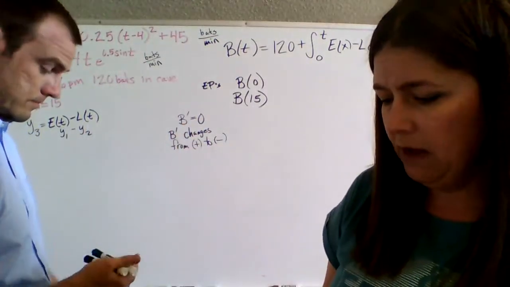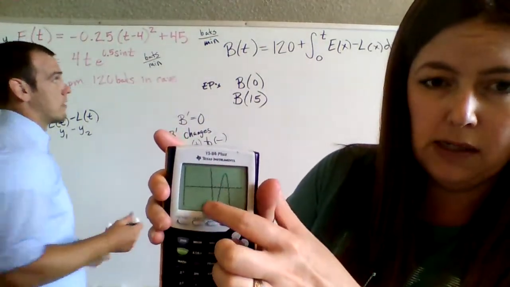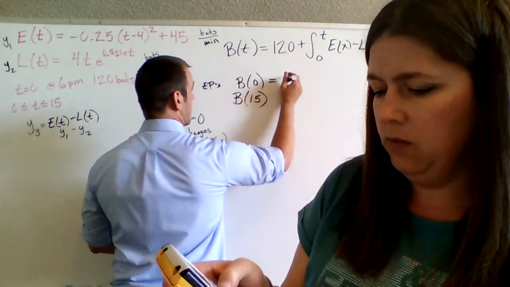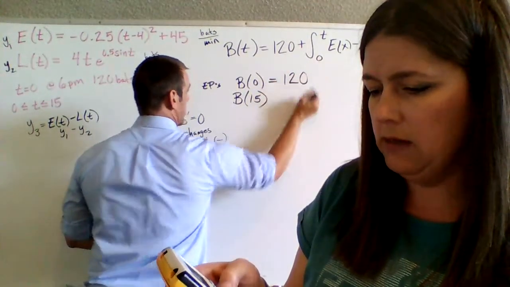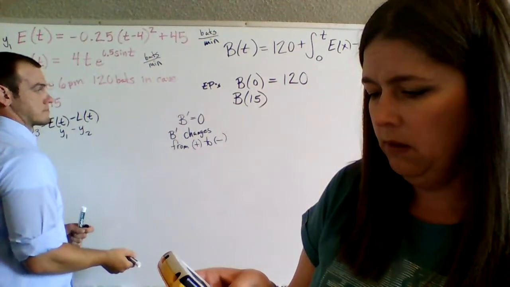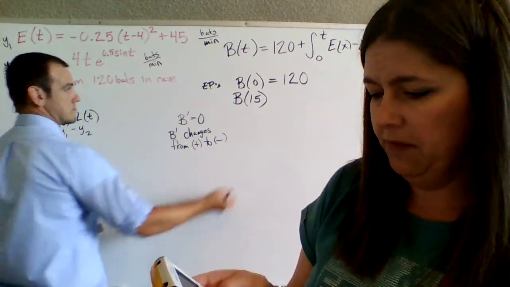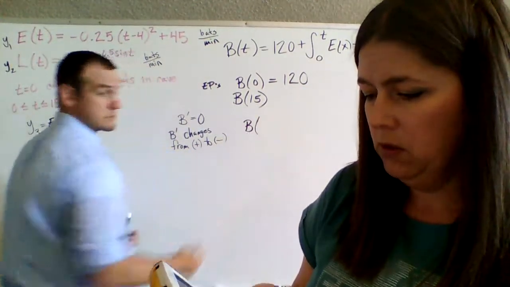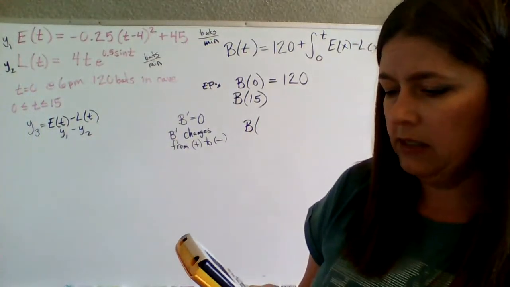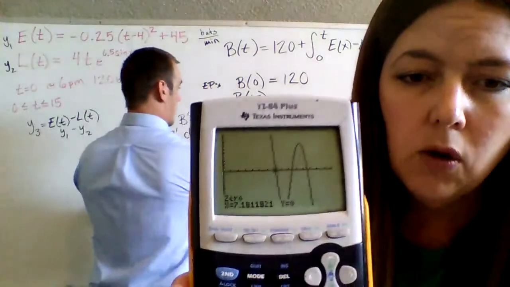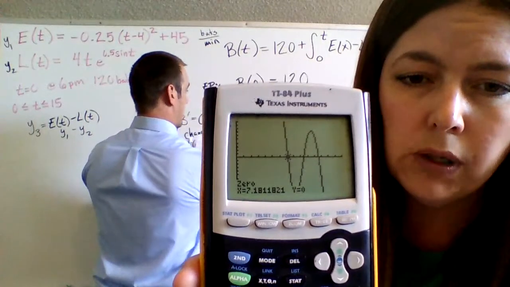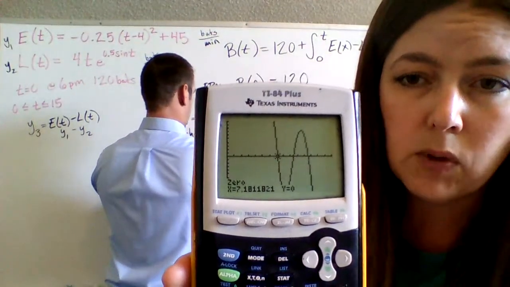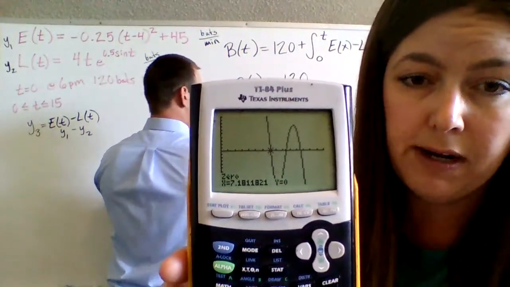So it looks like we have a time where we are switching from positive to negative. And if we do second calc and find that 0, the left bound would be above there, the right bound would be below. We hit guess, and I got a time of 7.1811821. Remember, we don't want intermediate rounding, so don't round right now.